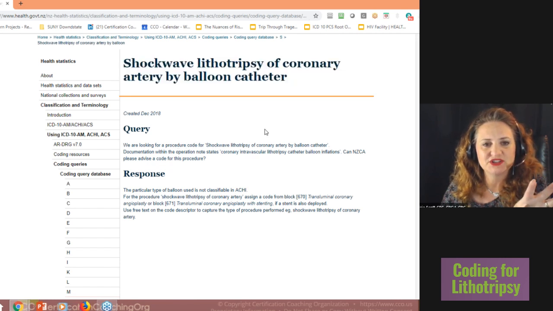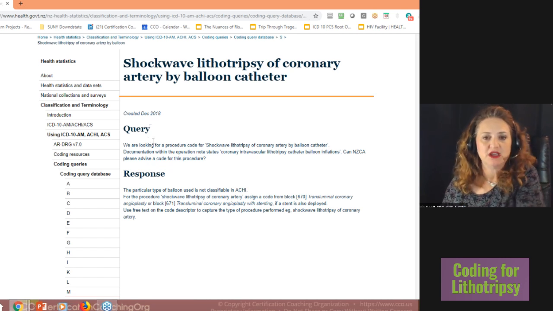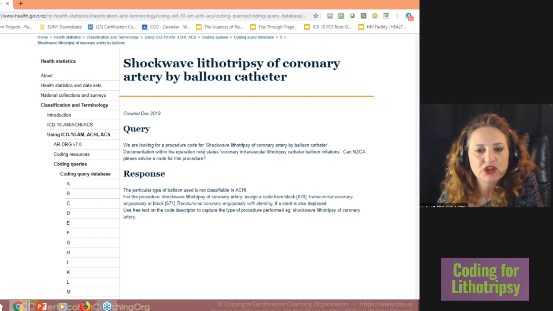And I'll tell you why in just a minute, and maybe you see it. But this was 2018. A query came in, a question, and this was good. It said, we're looking for a procedure code for shockwave lithotripsy of coronary artery by balloon catheter. Documentation within the op note states coronary intravascular lithotripsy, catheter balloon inflates, and it says, can you please advise on how to code this procedure?